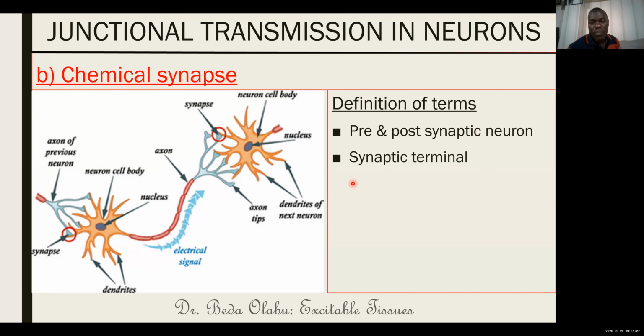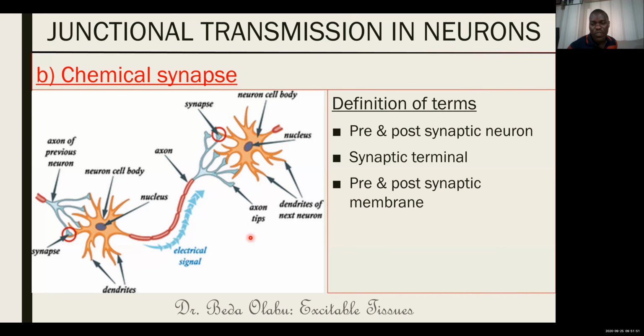There's also another term to define, the synaptic terminal. The synaptic terminal is the end of the axon. So for this one, this is the synaptic terminal. For this one, this is the synaptic terminal. The ends of the axon of a neuron are the synaptic terminals, or what's called axonal tips.